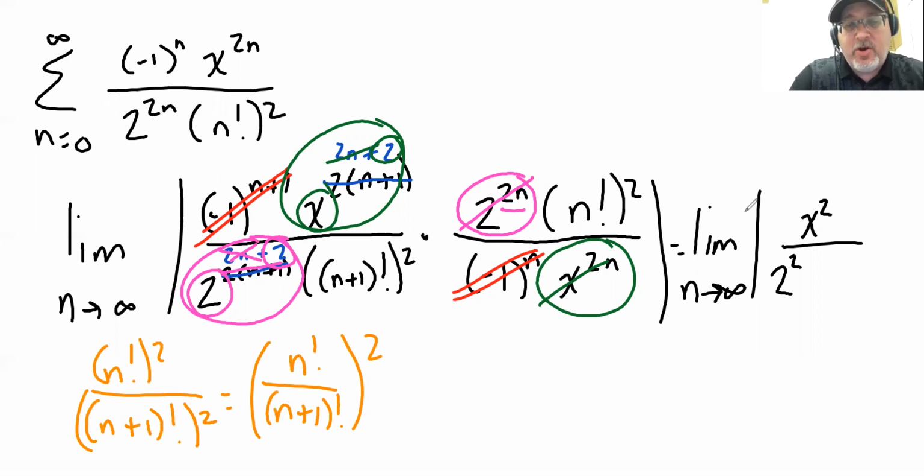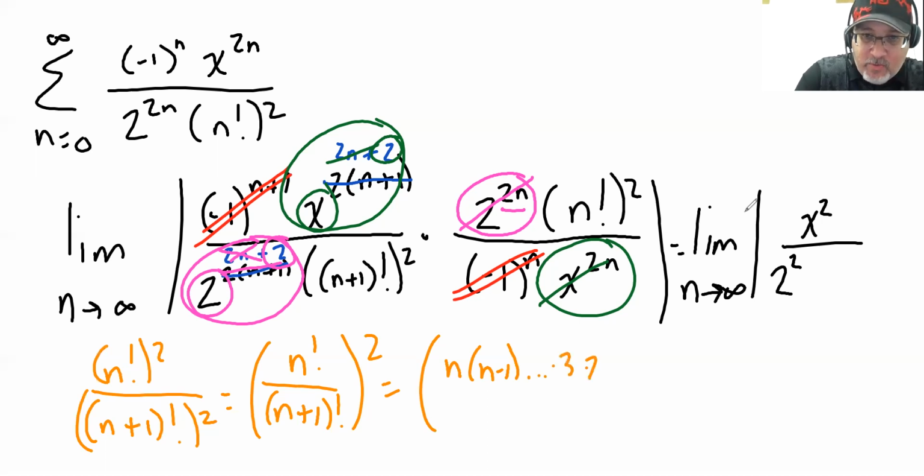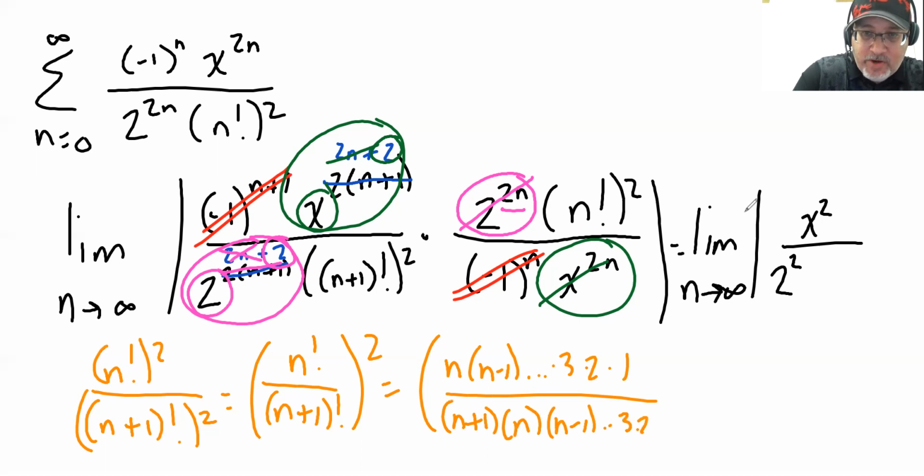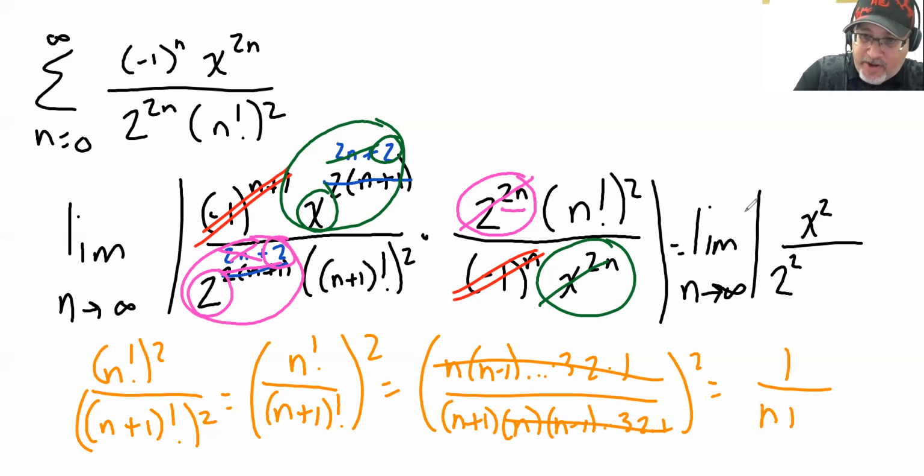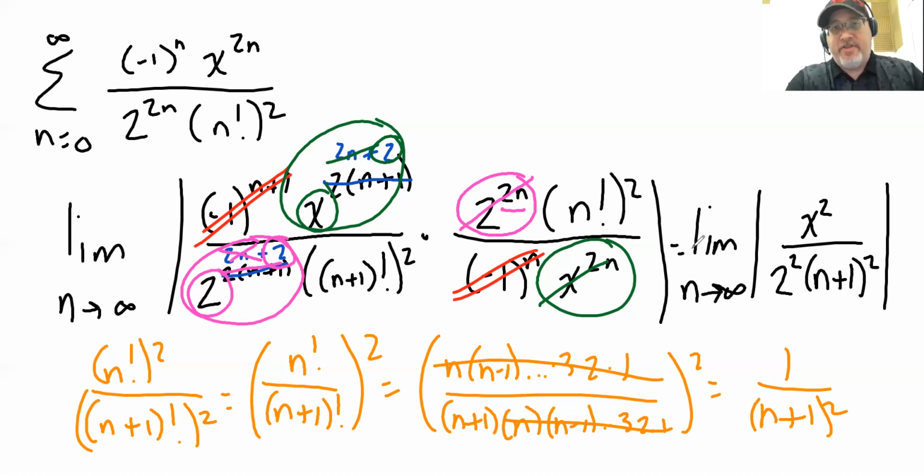It happened two videos ago, where when you expand the factorials, on the top you get n times n minus 1 times all the way down to 3, 2, and 1. But on the bottom you get n plus 1 times n minus 1 all the way down to 3, 2, and 1. Don't forget all this is squared. And so everything cancels except the n plus 1 on the bottom. So we're left with 1 on top and n plus 1 on the bottom, but everything is squared. So we get 1 over n plus 1 squared. That means that we have an n plus 1 squared in the bottom of this fraction.